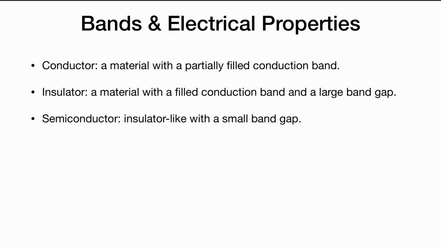So in short, a conductor is a material with a partly or partially filled conduction band. So the point is, a conductor will have a conduction band that has some electrons, but also has room for the electrons to move or to acquire a different state. And then an insulator is a material which has a filled conduction band.